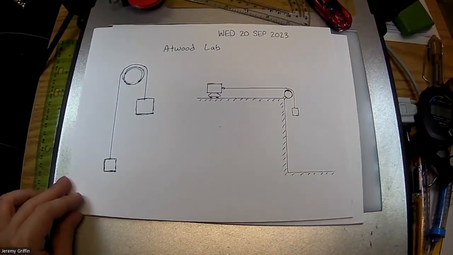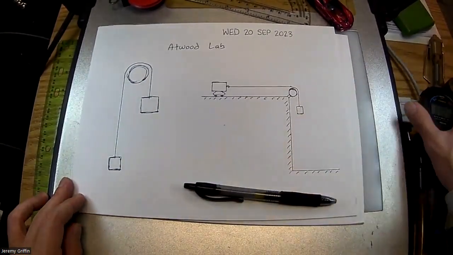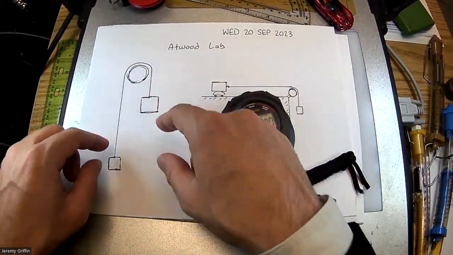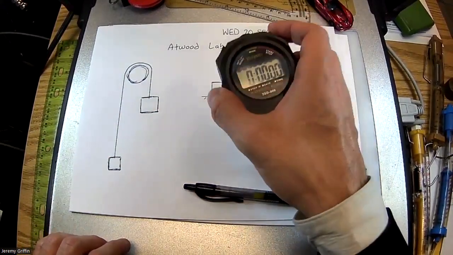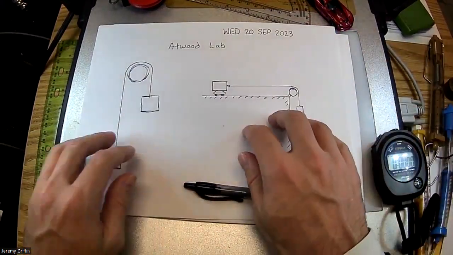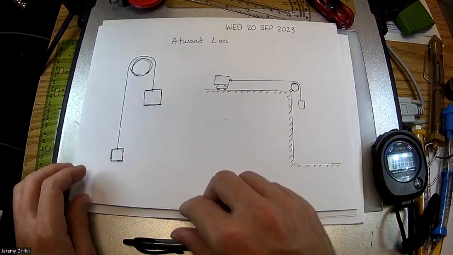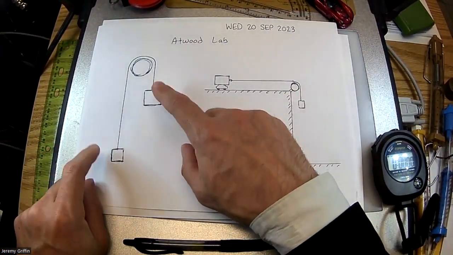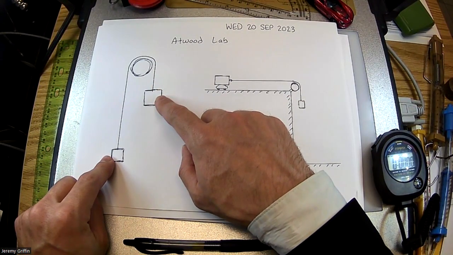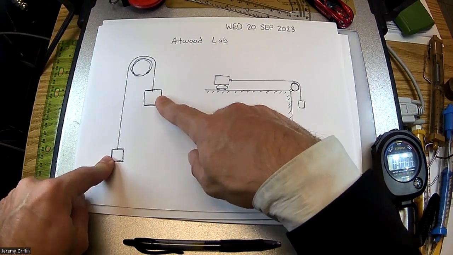As a matter of lab practicality, what do you guys think is easier to time? A fast acceleration or a kind of slow acceleration? What do you think is easier to time? Slow acceleration, right? Now, both these have, how could you possibly get a slow acceleration? If these masses are very different in value or very close in value? Close in value.